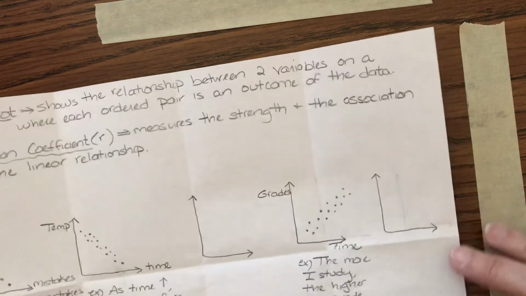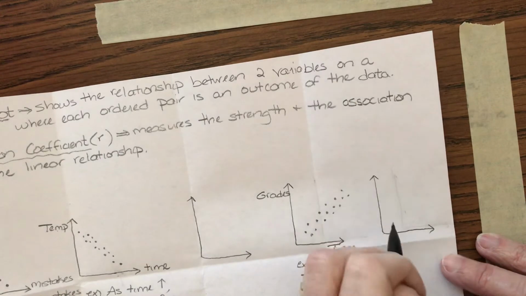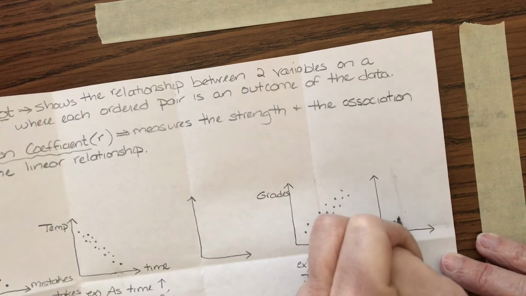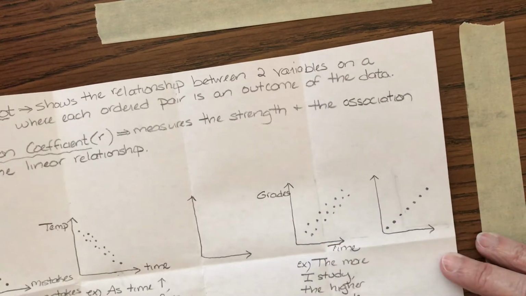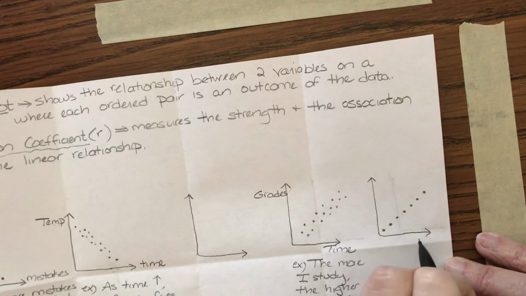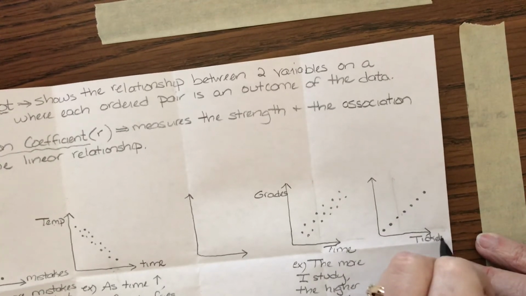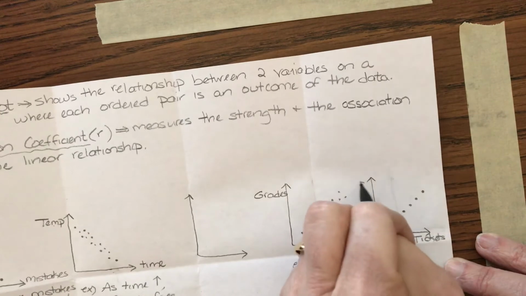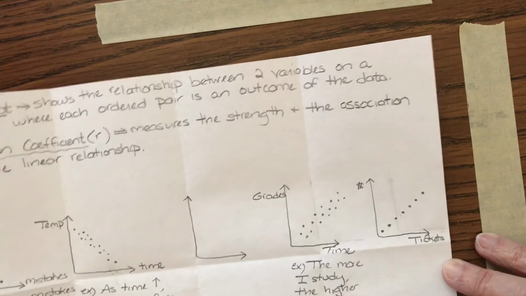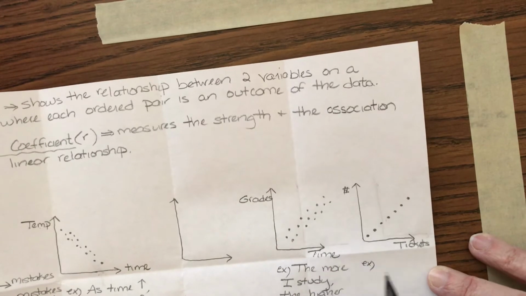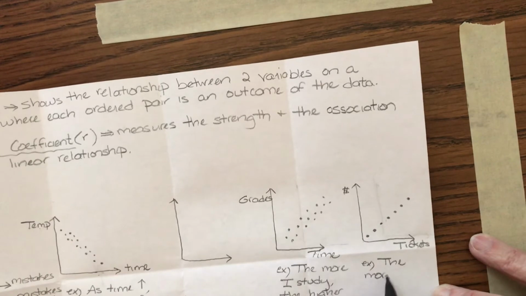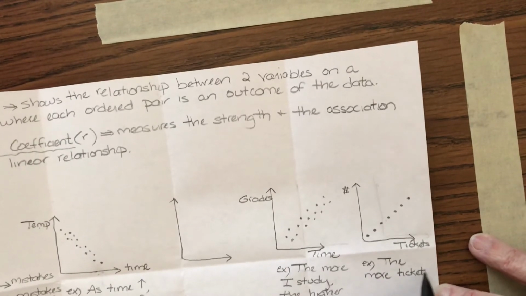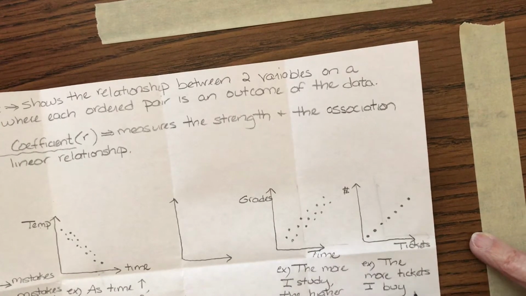The far right one, we're going to do the opposite of what we did for our far left one, and we're going to put perfectly linear positive relationship. So as best you can, put a nice little positive set of dots like that. And we'll put tickets on the X, money on the Y. Example for this one, the more tickets I buy, the more money I spend.